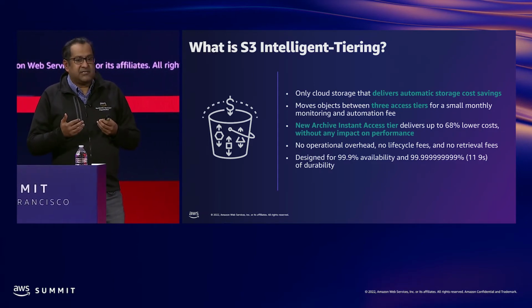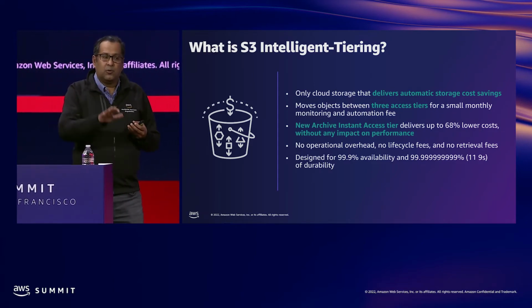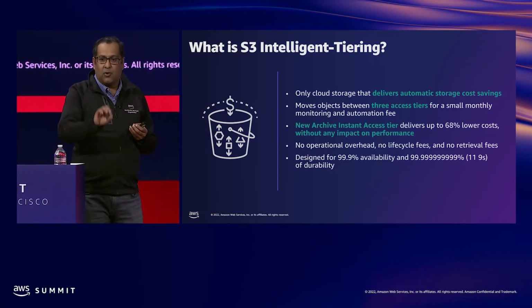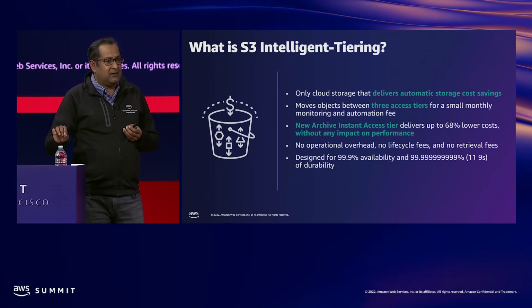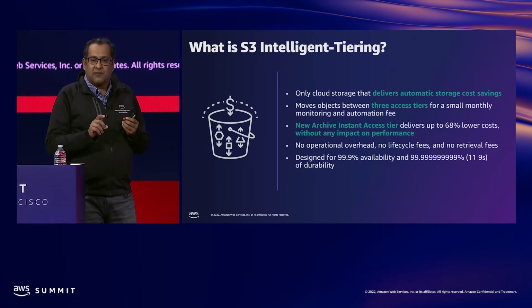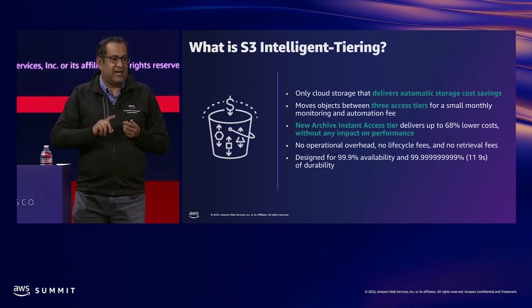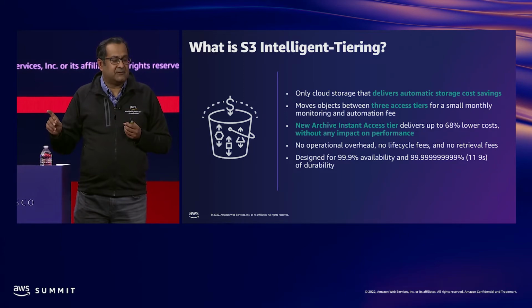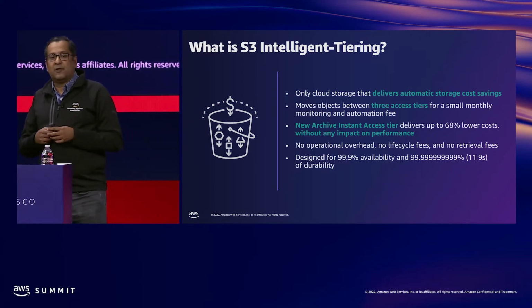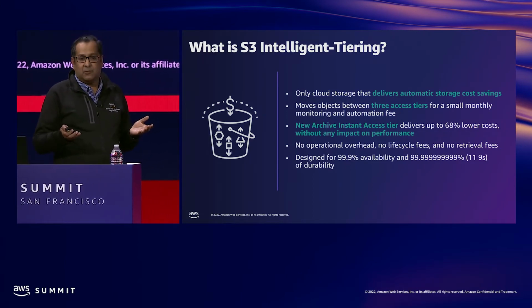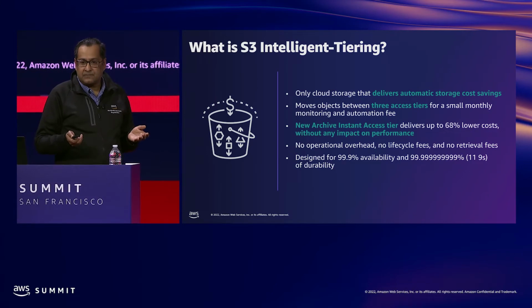The thing here is there's no operation overhead. We do monitor the data. There is a small monitoring fee because we're monitoring the access pattern of your data. But in exchange for that, there is no cost for the data to move between the tiers. There's no cost to retrieve the data. There's no retrieval fees, right? And just like our other storage classes, it's been designed for 11 nines of durability and also a very, very high availability of 99.9. Okay?